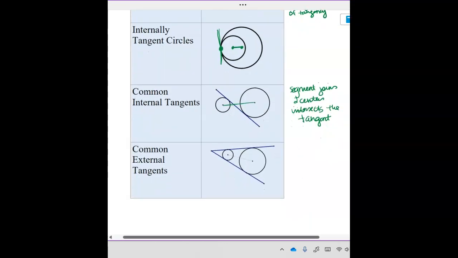And then we also have common external tangents. And common external tangents, you see that we have a line that's going to touch both the circles, right? But what we notice about those two tangents is it does not intersect that segment that joins the two centers. So here are external tangents outside both of the circles, and both of those tangents are tangent to each circle. We've got a point of tangency here and here, as well as up there and there.